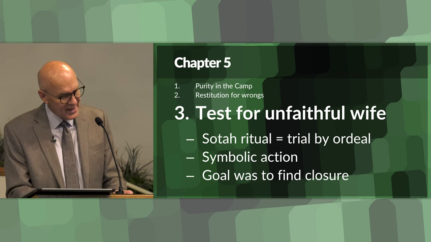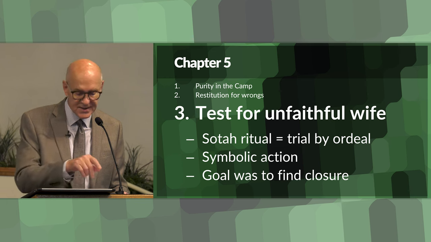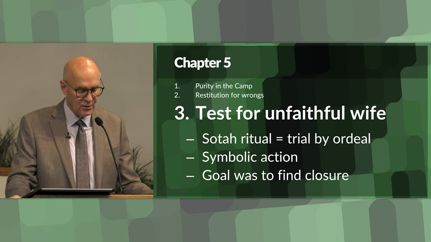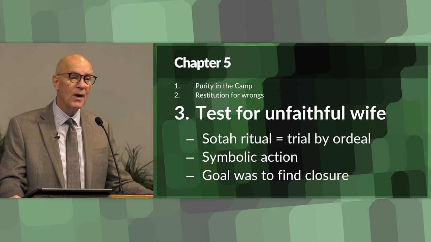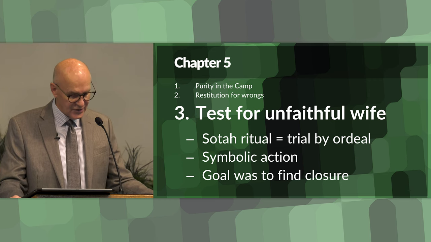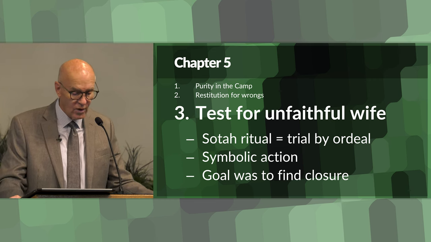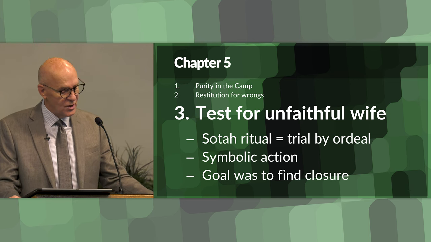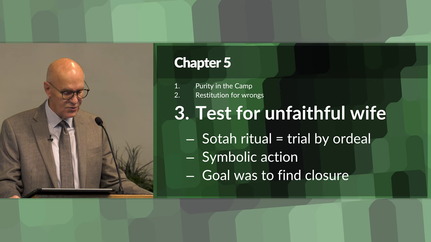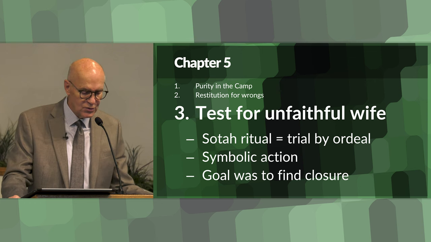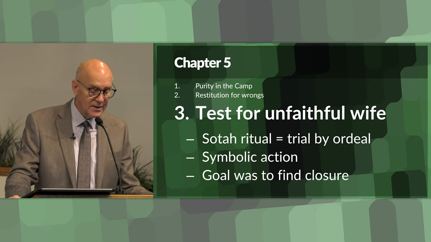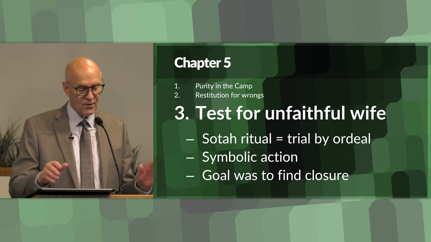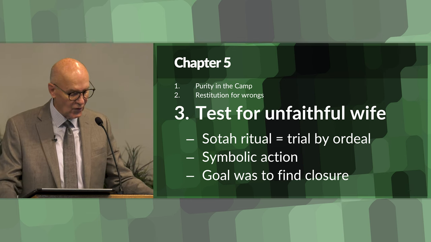And so the test for infidelity is described in Numbers 5, 11 to 31. Often it was referred to as the trial by ordeal of the suspected unfaithful wife, or the sota ritual. It was a unique process in ancient Israelite society that was used when a husband suspected, had no proof, but suspected his wife of adultery. However, he had no witnesses to prove her guilt.